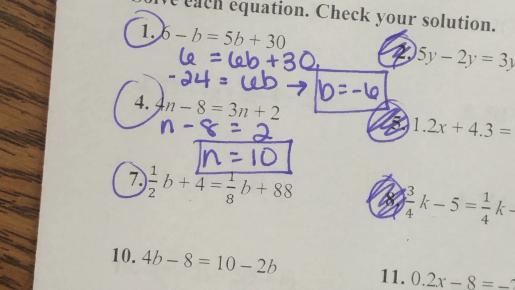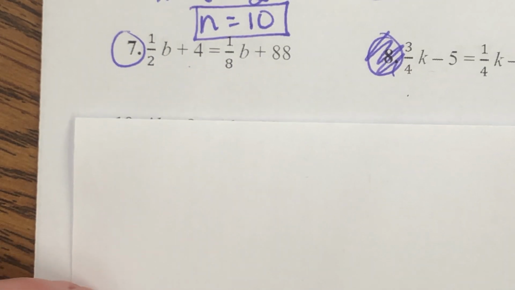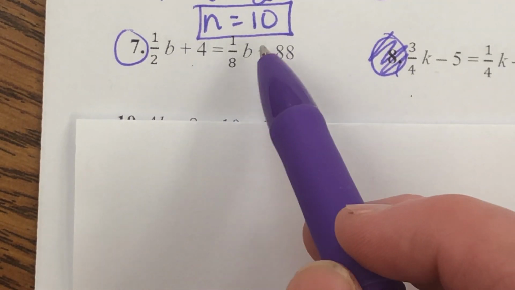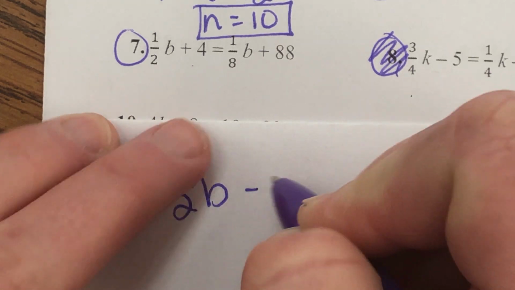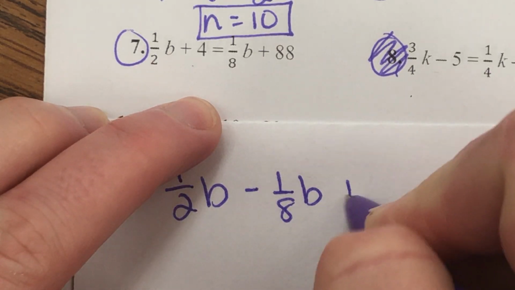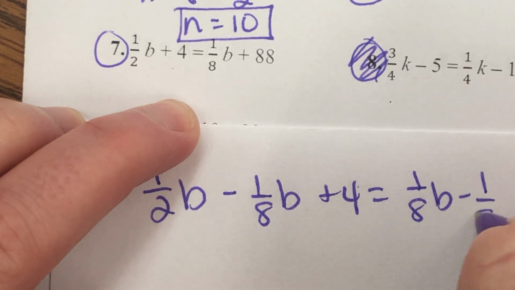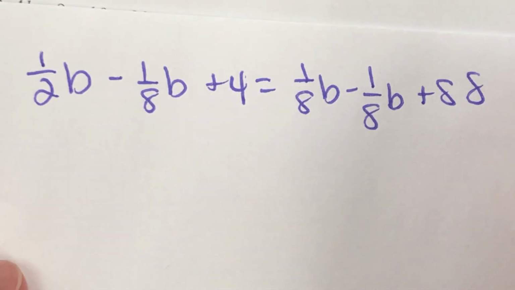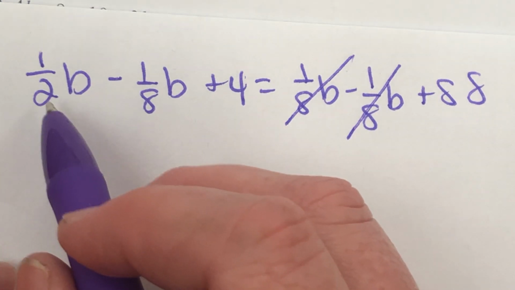This one we might need a little extra space to write, actually. I'll do it right here. Okay, so here out of 1/2 b and 1/8 b, 1/8 b is the smallest, right? So I'm going to have 1/2 b minus 1/8 b plus 4 equals 1/8 b minus 1/8 b plus 88. I don't know if that whole thing fits. Yeah. So I want to eliminate these 1/8 b. They're smaller than the 1/2 b, right?